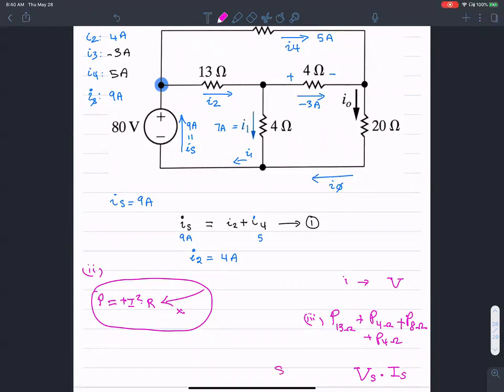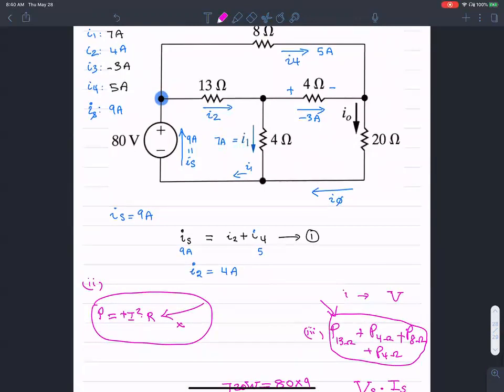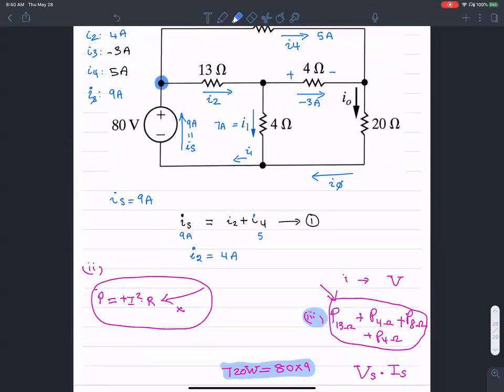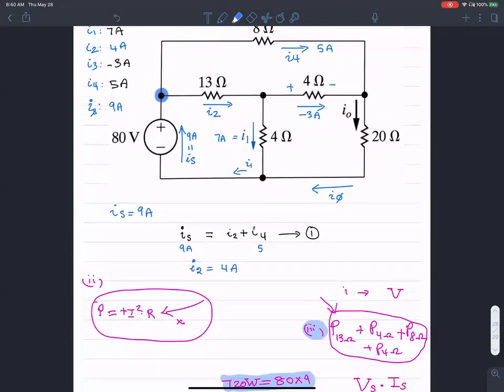V source is 80 and I source is 9. So if you add up all the power dropped, absorbed by these resistances, that should add up to 720 watts, which is what you will see for these currents. And that will be proof positive that you solved the problem correctly, because you're looking at the total power delivered by the power source, and you're verifying that it's dropped completely through the rest of the resistances. Does that make sense? Yes, sir, it does.